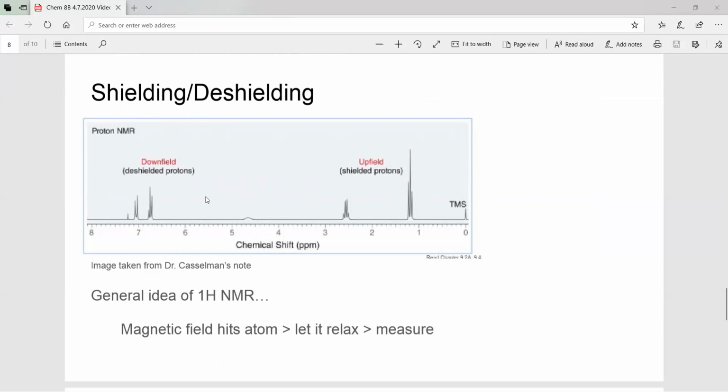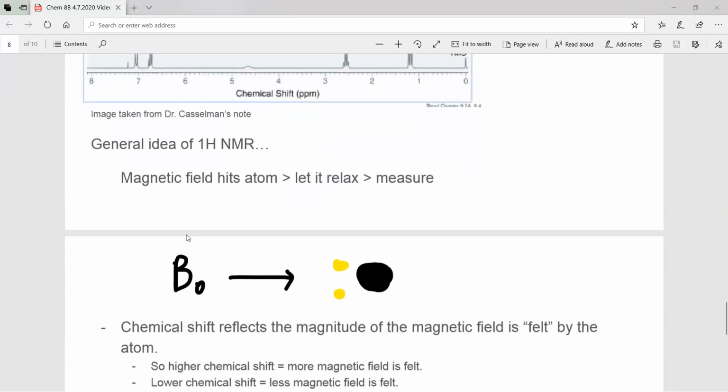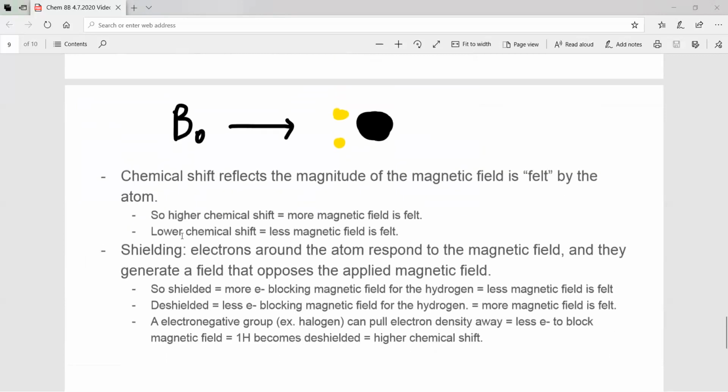To touch on the concept of shielding and deshielding, we need to come back to the general idea of how proton NMR works. A magnetic field hits the atom, then we let it relax, and we measure its changes during the relaxation. Chemical shift reflects the magnitude of the magnetic field that is felt by that proton. So a higher chemical shift means that the proton is feeling more of the magnetic field, and a lower chemical shift means that less magnetic field is felt.